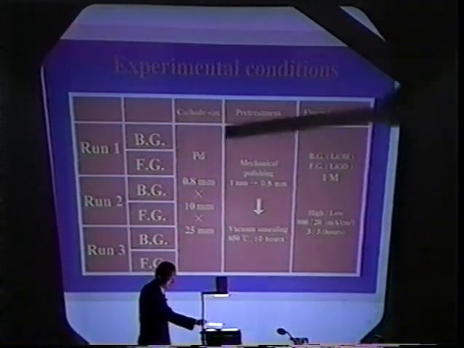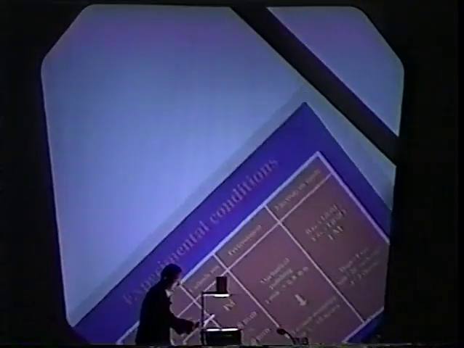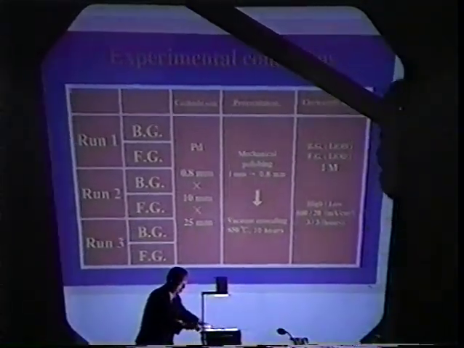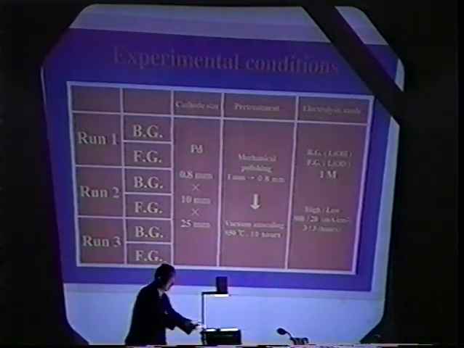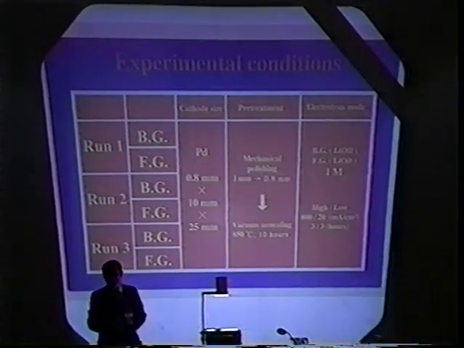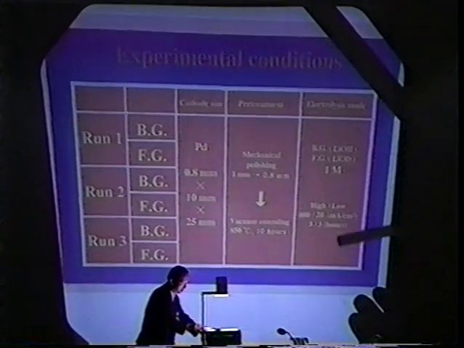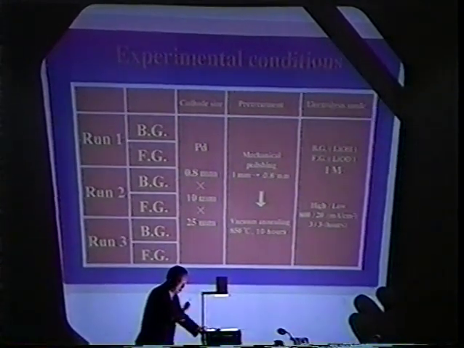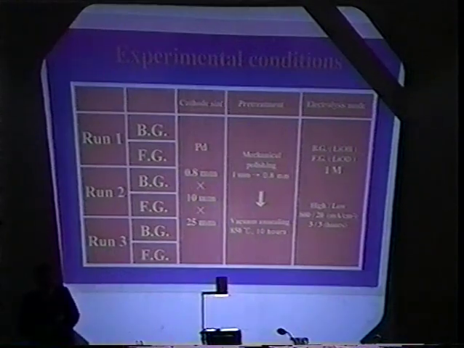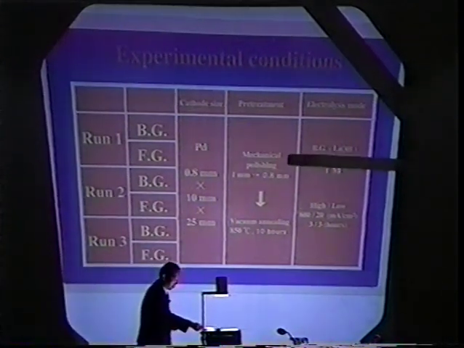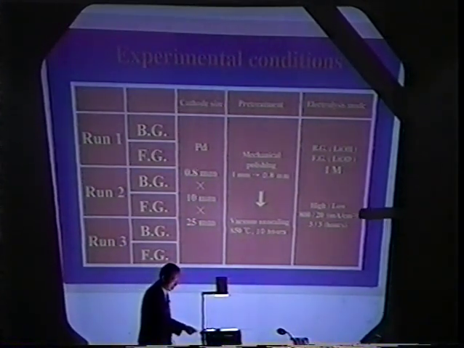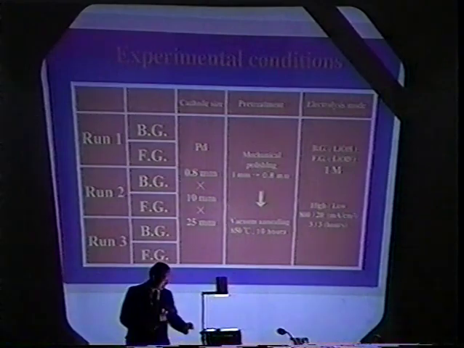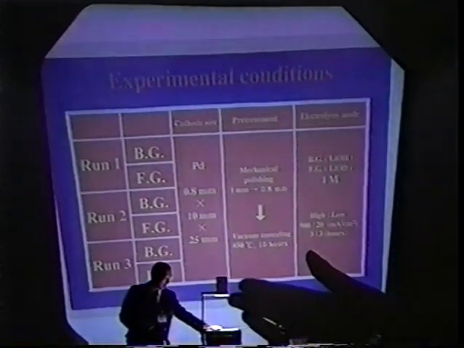As I said before, we carry out the experiment every time, always with these couples: background, foreground, background, foreground. And the same palladium cathode were used. The pre-treatment of this cathode is just described in this column. And high-low mode, as I said, is 800 to 220 milliamperes per square centimeter, and the repetition time is 3 hours.